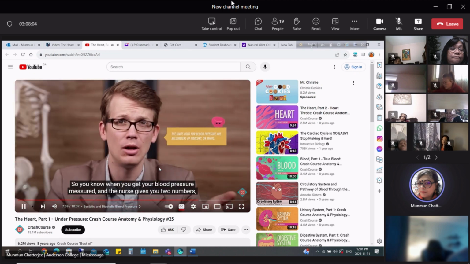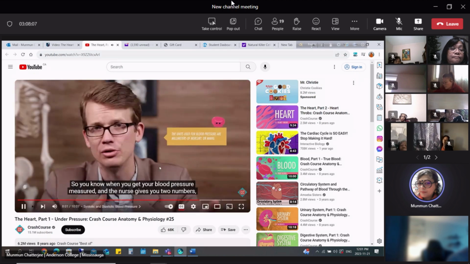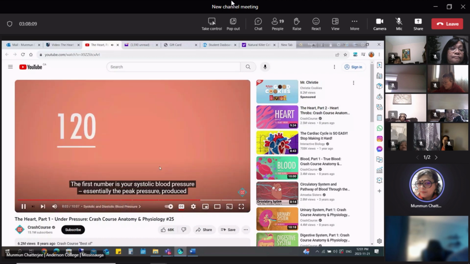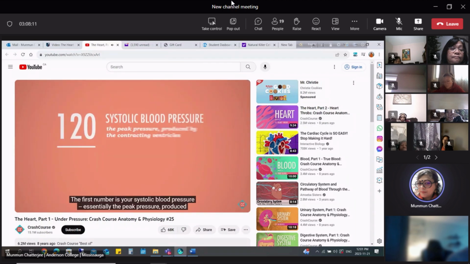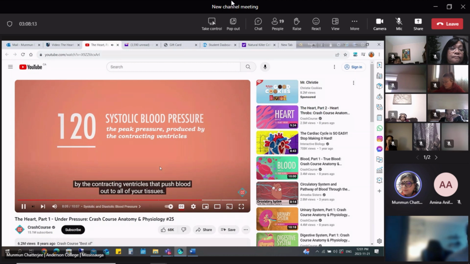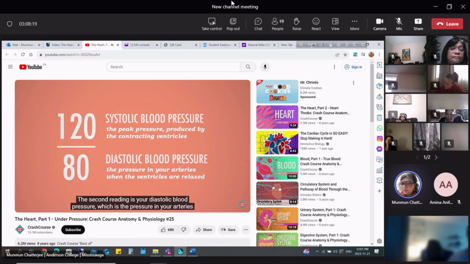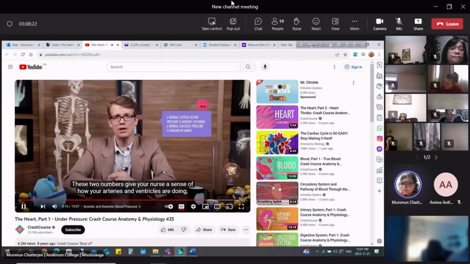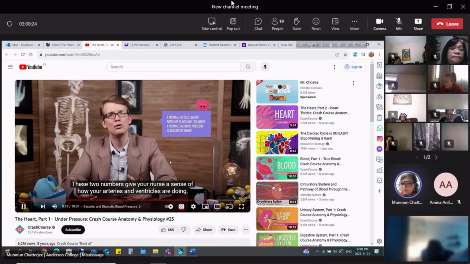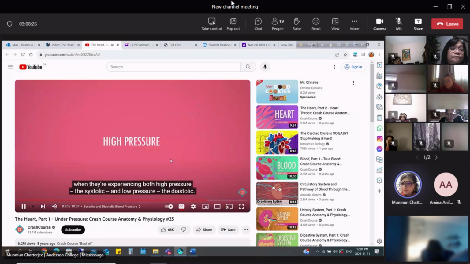the valves. So you know when you get your blood pressure measured and the nurse gives you 2 numbers, like 120/80. The first number is your systolic blood pressure, essentially the peak pressure produced by the contracting ventricles that push blood out to all your tissues. The second reading is your diastolic blood pressure, which is the pressure in your arteries when the ventricles are relaxed. These 2 numbers give your nurse a sense of how your arteries and ventricles are doing when they're experiencing both high pressure, the systolic, and low pressure, the diastolic.